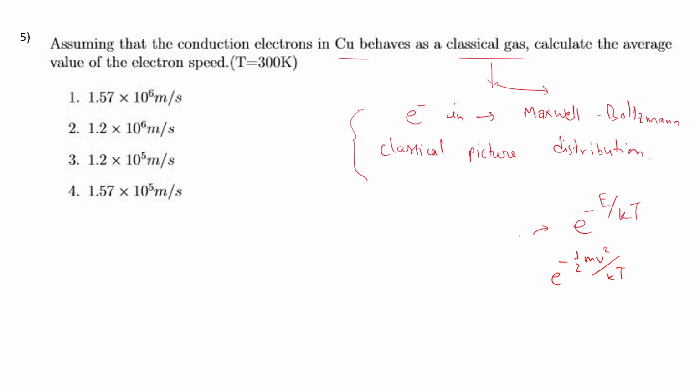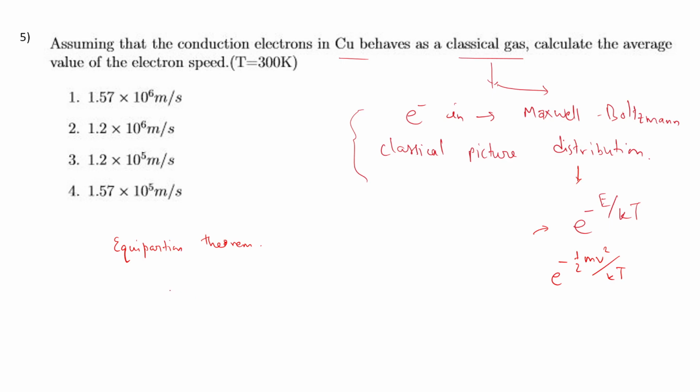The consequence of this is that there is something called the equipartition theorem. For each degree of freedom of energy, you will have a contribution of half kBT. That is a consequence of following this Maxwell-Boltzmann distribution.